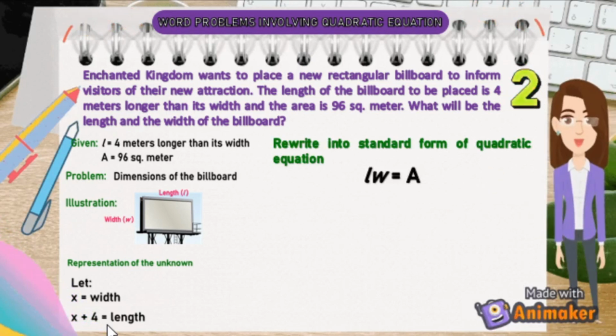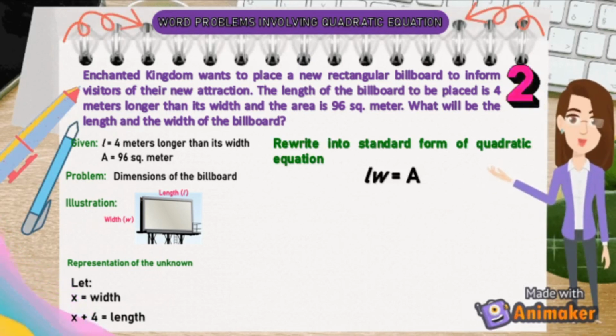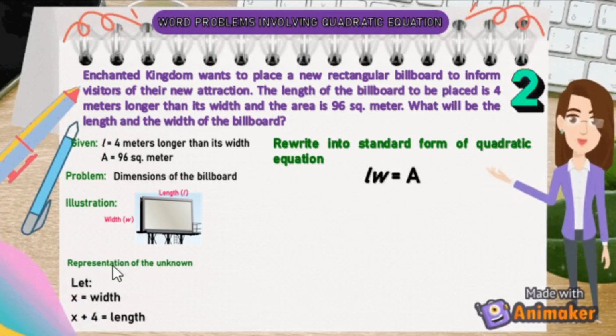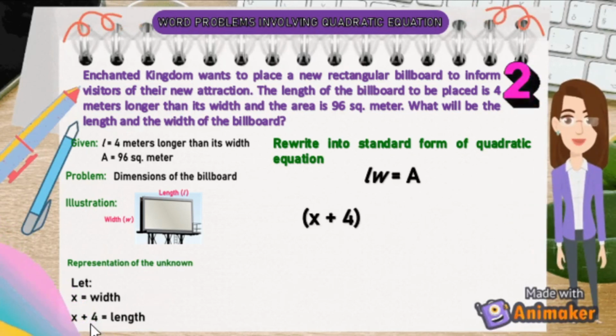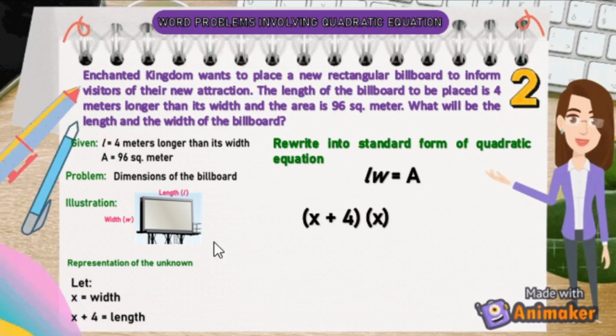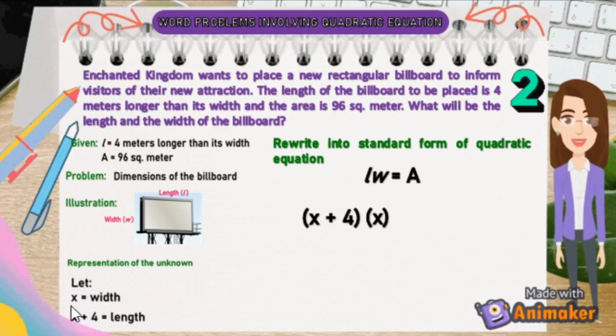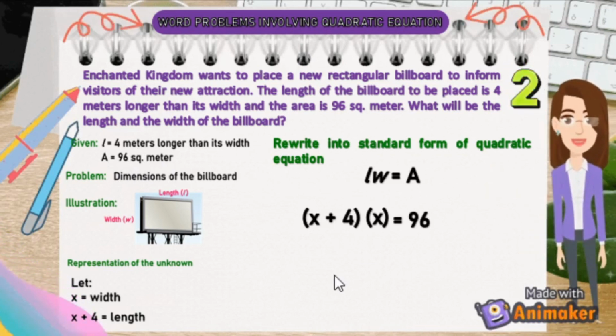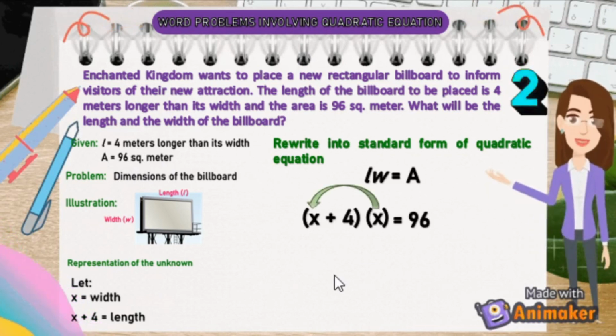So, let us write, we all know that the formula in finding the area of a rectangle is length times width. So, substitute lang natin yung nilet natin. So, x plus 4, which is yung length, ito yun na sinabi natin. And then, multiplied by the width, which is yung x, is equal to 96. Bakit 96? Kasi yun yung sabi sa problem na square niya, o na area niya. No? So, multiply lang natin si x times x or distribute natin.